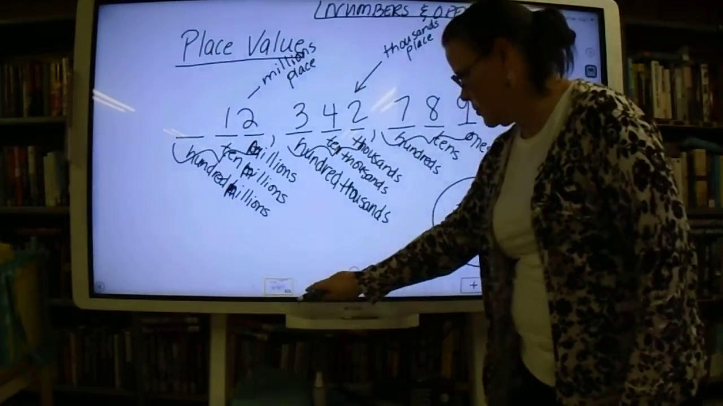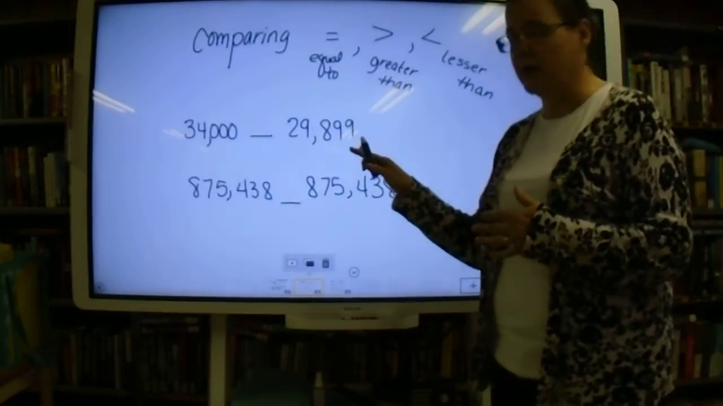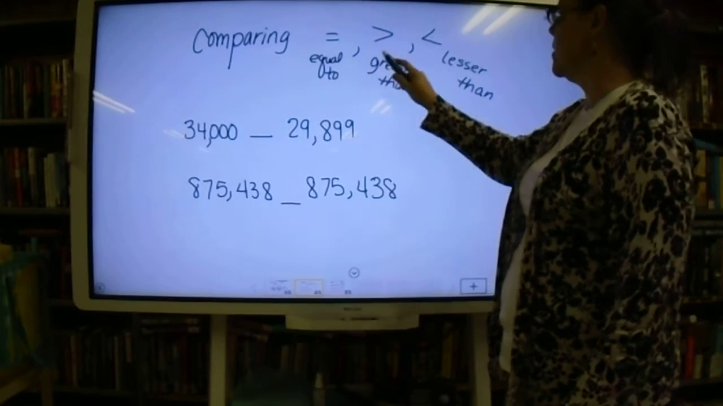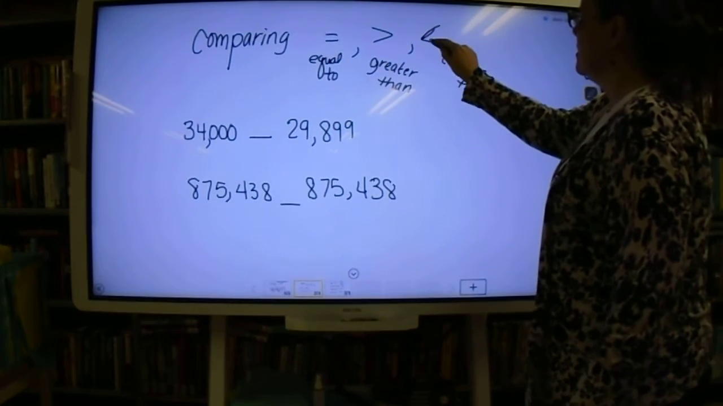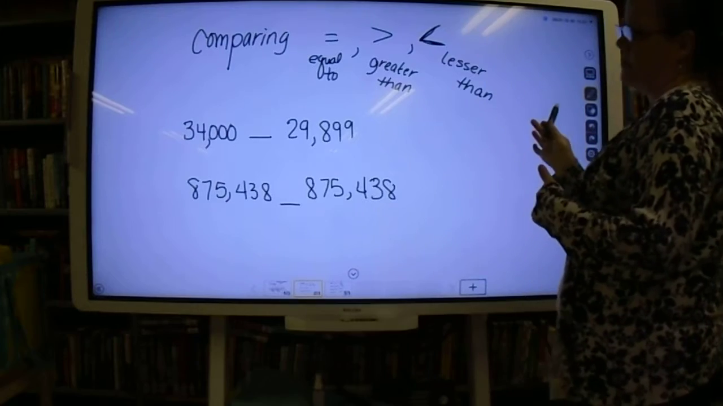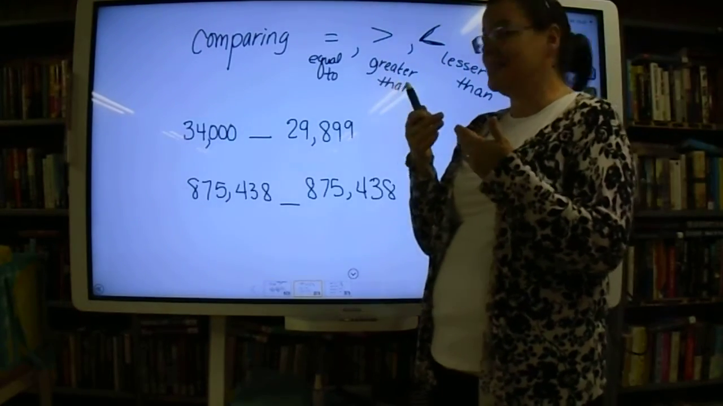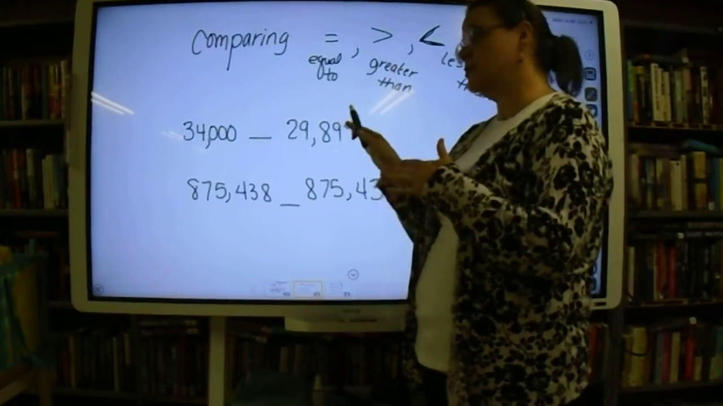The next page we're going to do is comparing, and that is with greater than, lesser than, and equal to. And lesser than means the number is less than the other number. Greater means it's greater than the other number. And equal to means it's the same. I put two numbers up here for just examples.